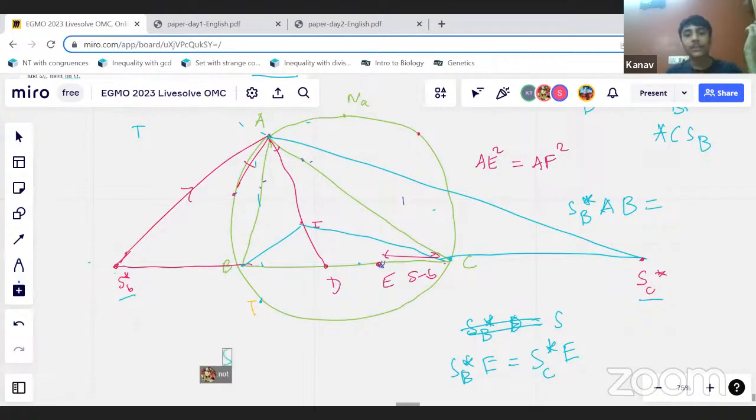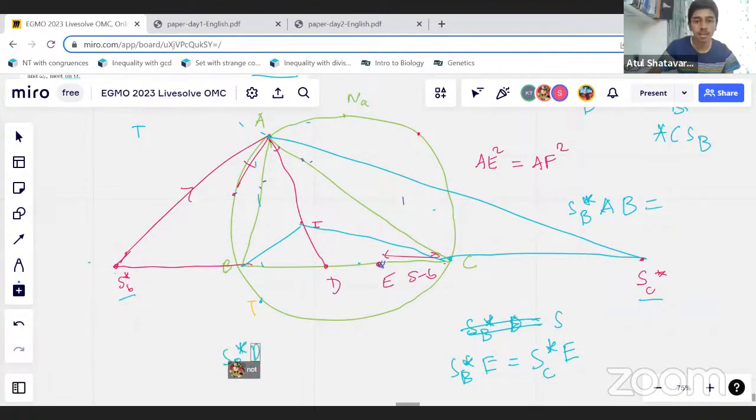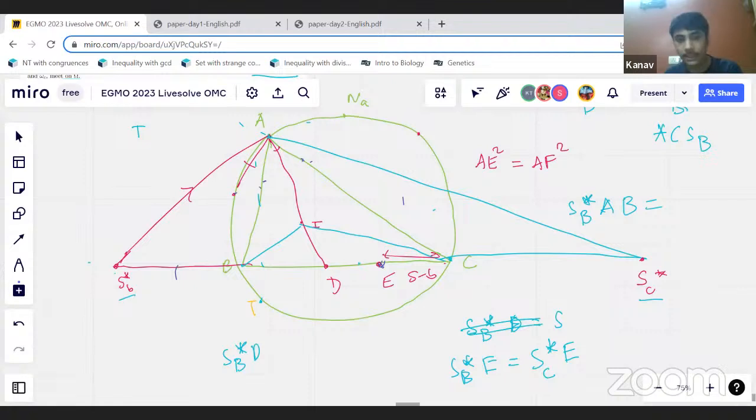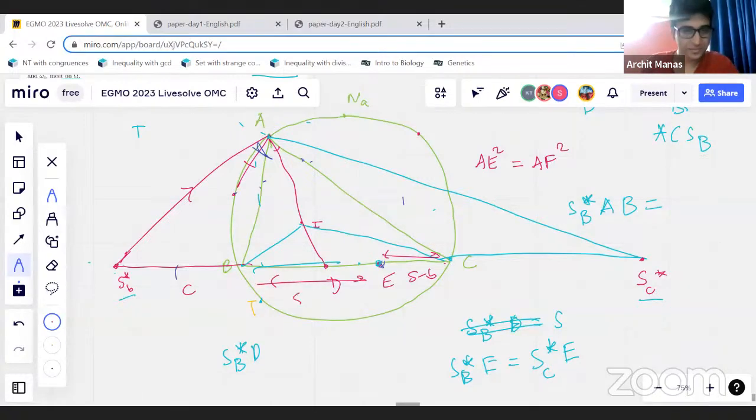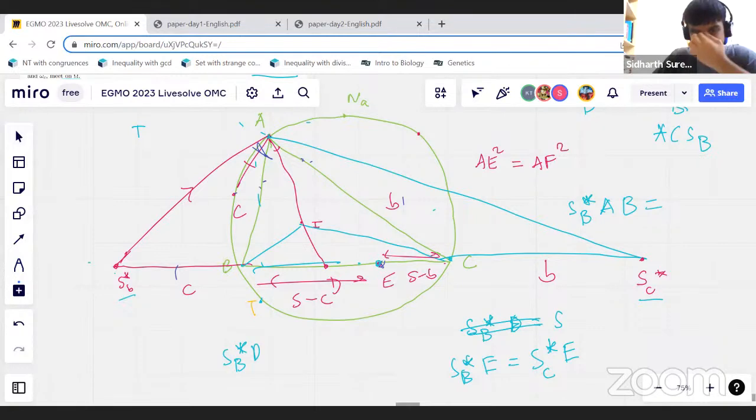You're trying to show that AB is SB star. This is AB. SB star B is AB because this is B by 2. So you're done. And then obviously, this is S minus C here. This is B. BE C is opposite to AB, so they're equal. Yeah, you're done.